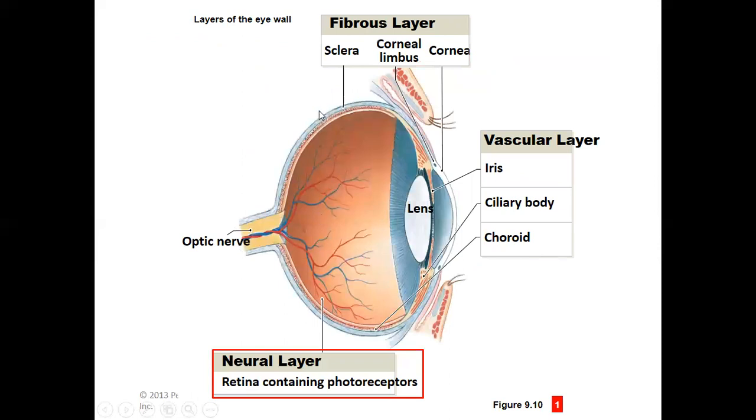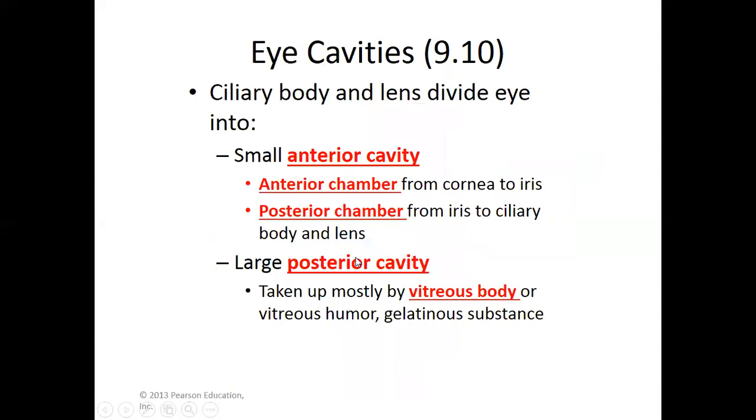So 3 layers: the fibrous layer with the sclera and the cornea, basically sclera, then cornea. The vascular layer, where there's blood vessels. Remember, vascular is blood vessels. There's choroid, ciliary body, iris. And then the neural layer, which is the retina. Those 3 layers create cavities inside the eye. And there's basically a smaller anterior cavity and a posterior cavity.